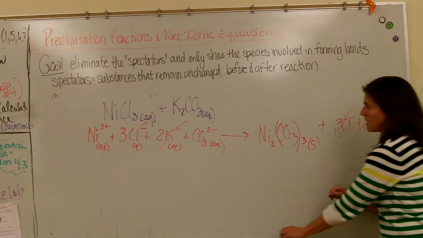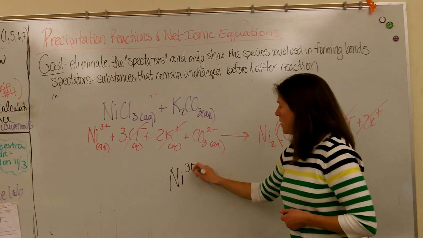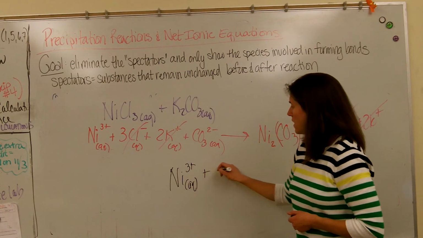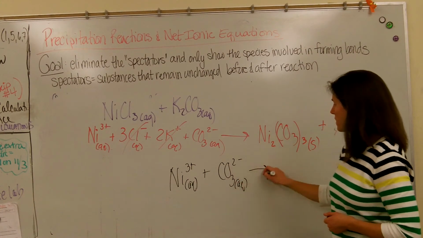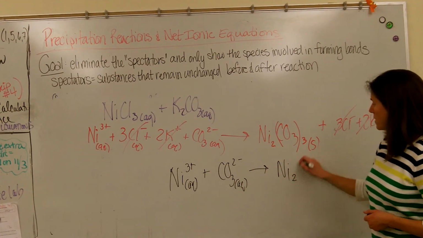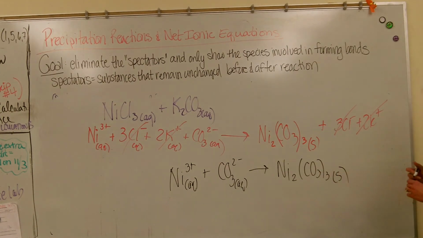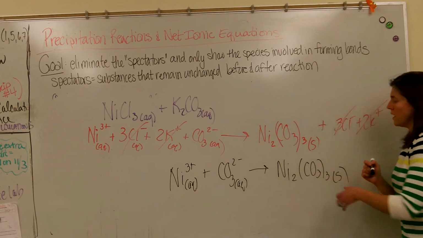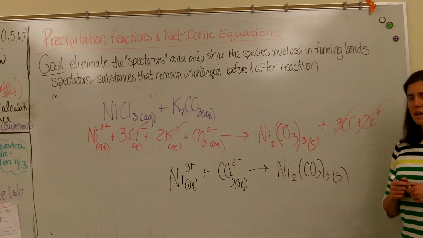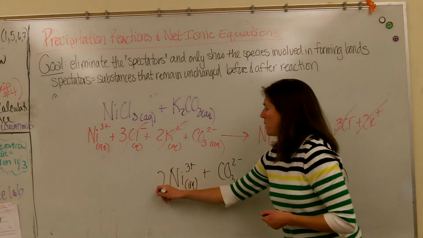So I'm going to rewrite this in net ionic form. And I'm going to say I've got some nickel ions that are aqueous, and I'm going to combine them with some carbonate ions that are aqueous, and I'm going to end up with this nickel carbonate, which is a solid. And I should stop and say, wait, I have 2 nickels over here, but only 1 nickel over here. Nickels can't just appear out of thin air. If I have 2 on this side, I must have had 2 over here to begin with. So I'm going to stop and balance it.